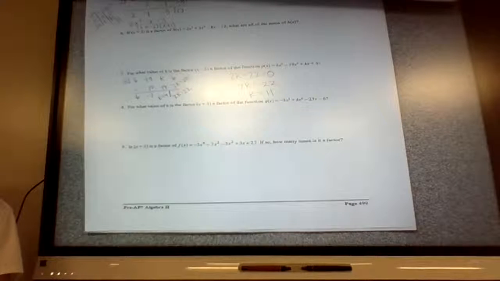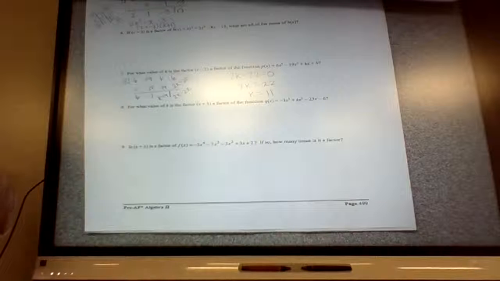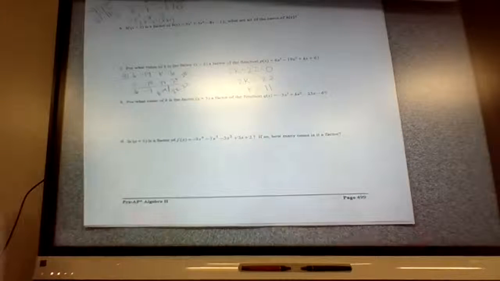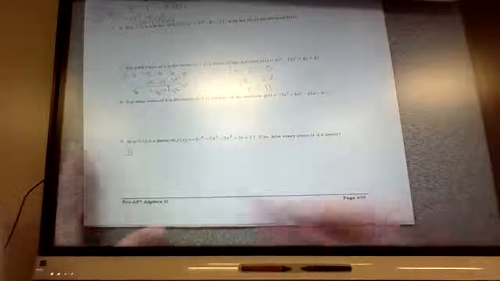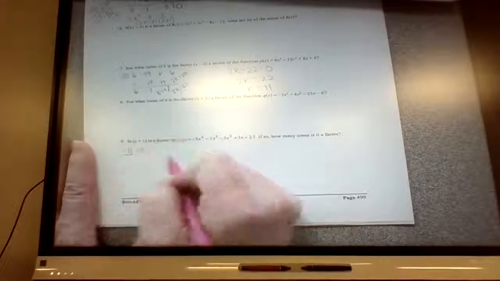Number 9 says, is x plus 1 a factor of f of x? And if so, how many times is it a factor? This one, you're just going to keep dividing the answers by x plus 1 until you don't get a remainder of 0 anymore. Let me show you how to actually write it on your paper. So you write everything out.